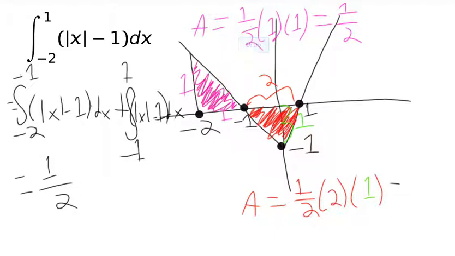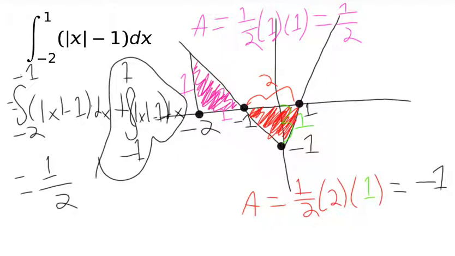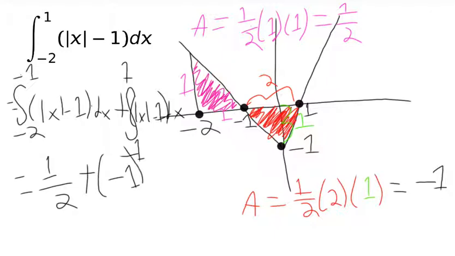But because we are below the x-axis, it's going to be a negative area. So my integral from negative 1 to 1 of absolute value of x minus 1 dx is going to be a negative 1. So my final answer is going to be 1/2 plus negative 1, which is just negative 1/2.